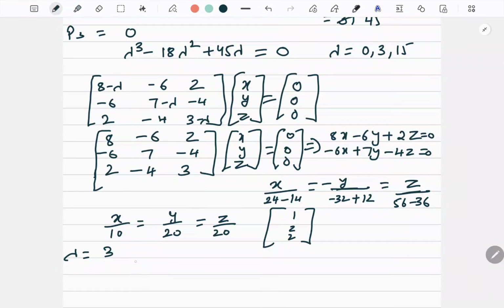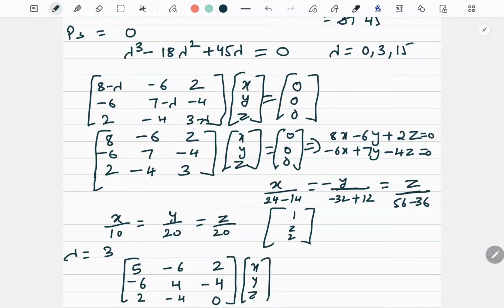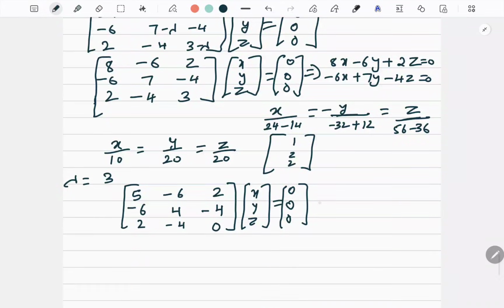For lambda is equal to, what is the second one here? 3. So let's do it for 3. So 5 minus 6, 2. Minus 6, 7 minus 3 is 4. Minus 4, 2. Minus 4, 3 minus 3 is 0. So x, y, z is equal to 0, 0, 0. So I'll have two equation. 5x minus 6y plus 2z is equal to 0. Minus 6x plus 4y minus 4z is equal to 0. To make it simple, you can take the third equation also. But anyways, any two equation you can take.